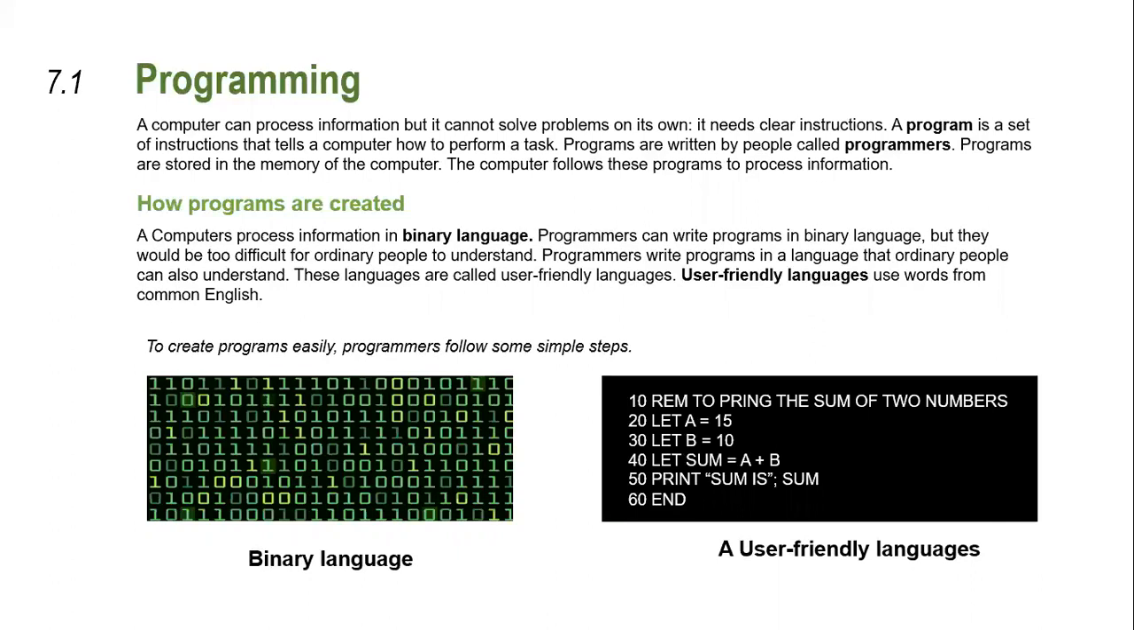To create programs easily, programmers follow some simple steps. There are two images in front of you. The first one is binary language, as the computer interprets the program into its memory, and you can see a user-friendly language in which a program is written. You are very much familiar with these words: sum, print. So this is a user-friendly language.